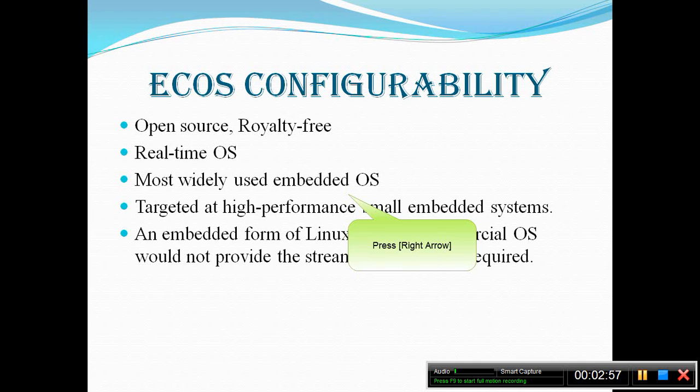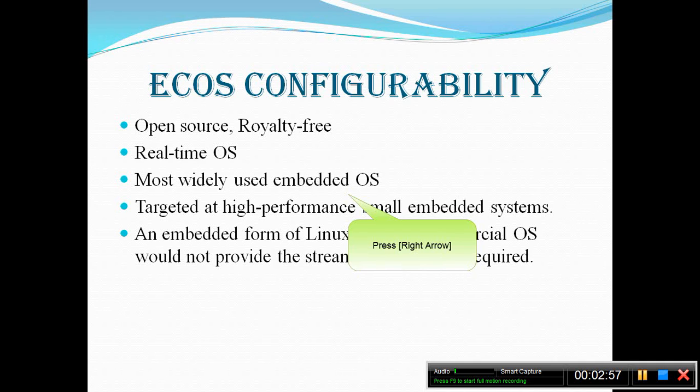The complete eCos package is structured hierarchically, making it easy using the configuration tool. So, using the configuration tool to assemble a target configuration. At the top level, eCos consists of a number of components and the configuration user may select only those components needed for the target application.